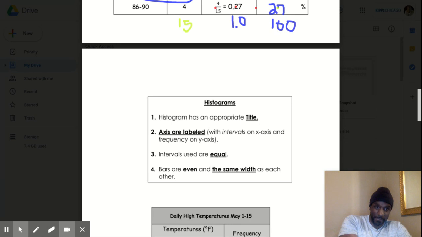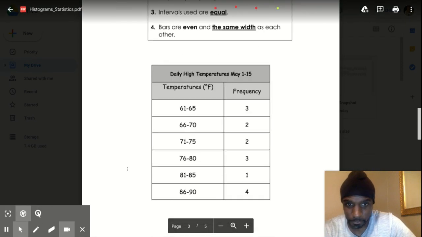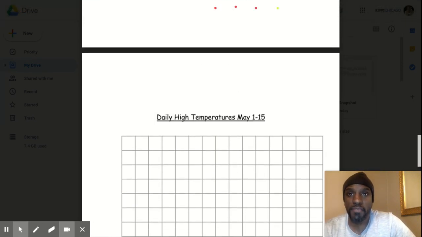Bars are even, and the bars have to have the same width. The height may be different, but the bars have to have the same width, okay? The height can be different. Here we go.